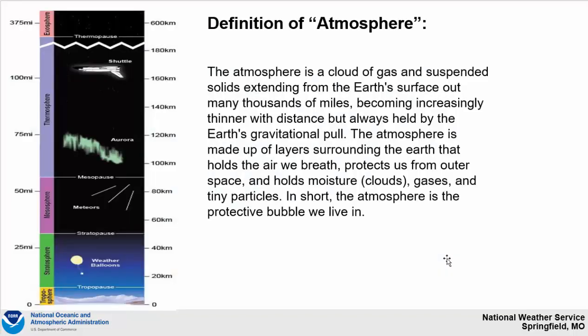First off, the definition of atmosphere is a cloud of gas and suspended solids extending from the Earth's surface out many thousands of miles, becoming increasingly thinner with distance but always held by the Earth's gravitational pull. The atmosphere is made up of layers surrounding the Earth that holds the air we breathe, protects us from outer space, and holds moisture, gases, and tiny particles. In short, the atmosphere is the protective bubble we live in.